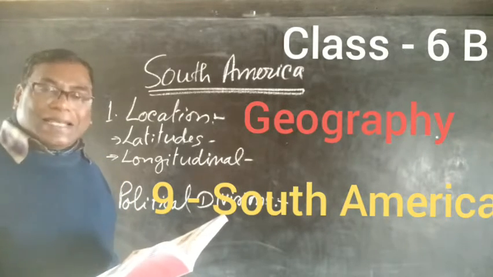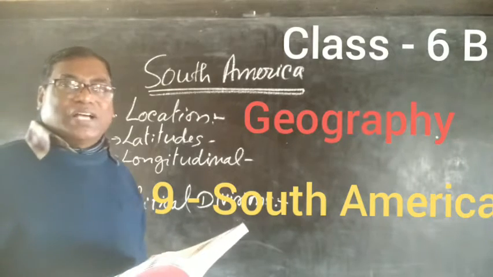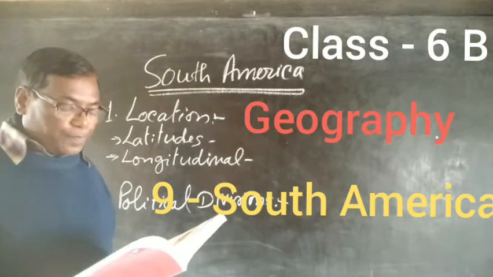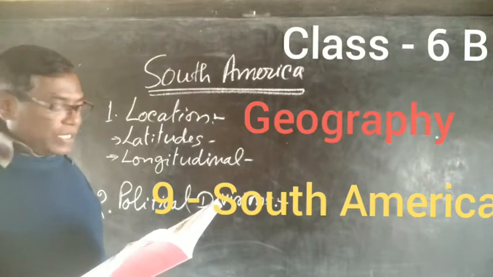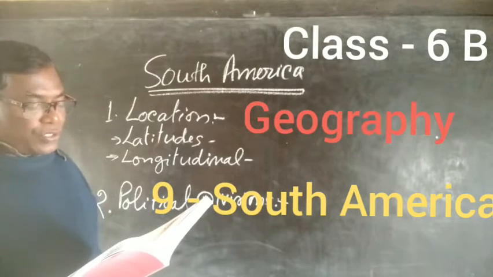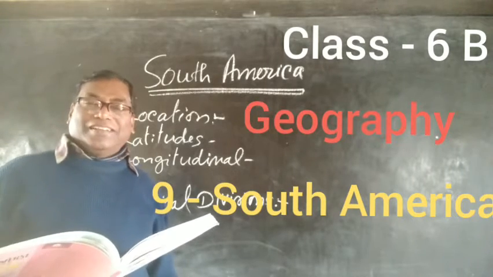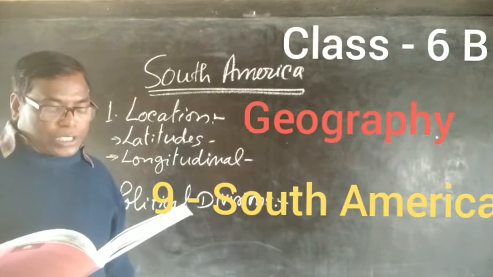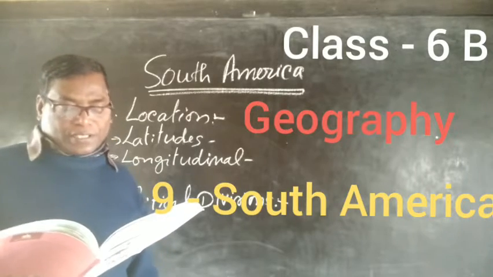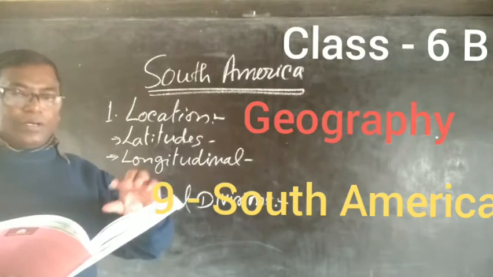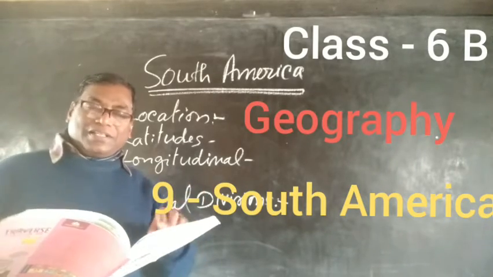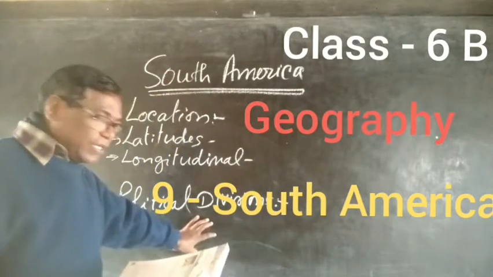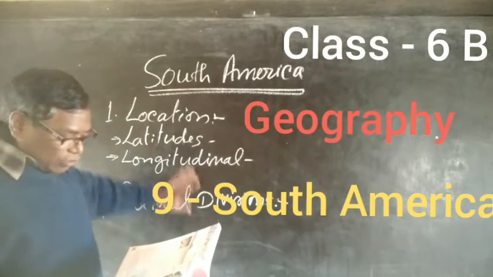It is also known as Latin America, with Mexico and the countries of Central America. It is connected with North America by a narrow stretch of land, the Isthmus, called the Isthmus of Panama. Panama is the narrow stretch of landmass that connects North America and South America.